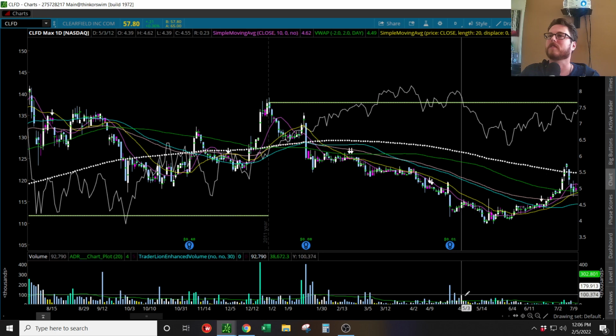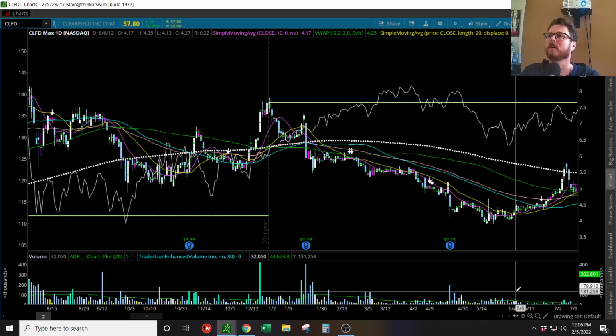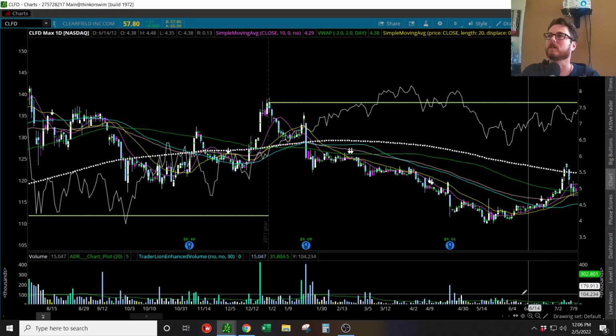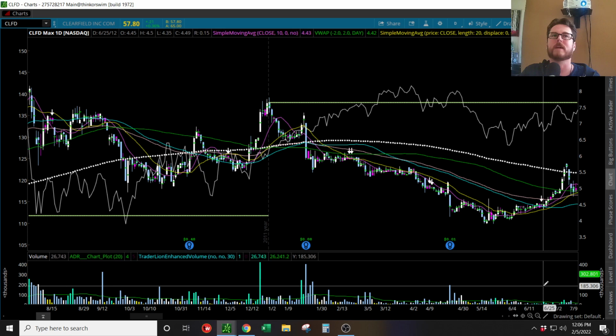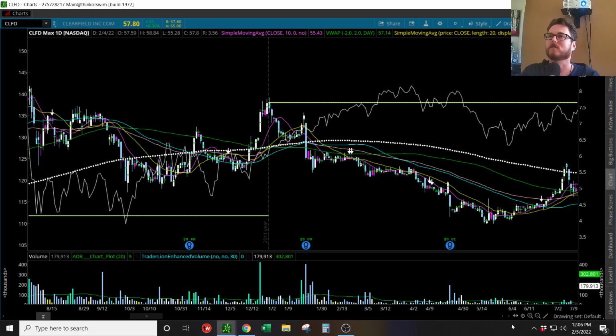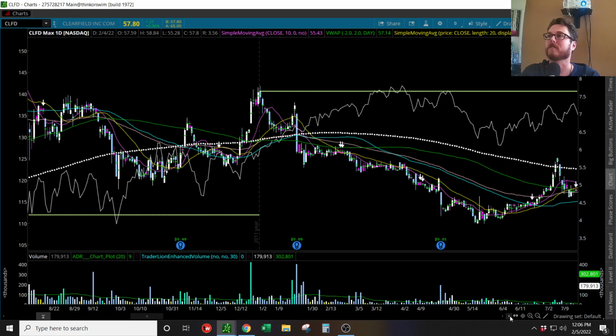Had some resistance on the 200, just came back in, pulled into this cluster of moving averages here. Volume is just negligible. You'd really be hard pressed to trade this, trading 2,000 to 26,000 shares a day, just really illiquid. This would probably not show up on your scans.